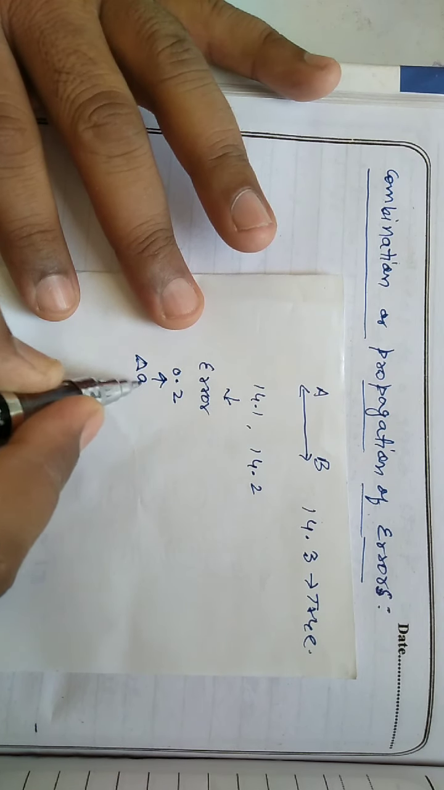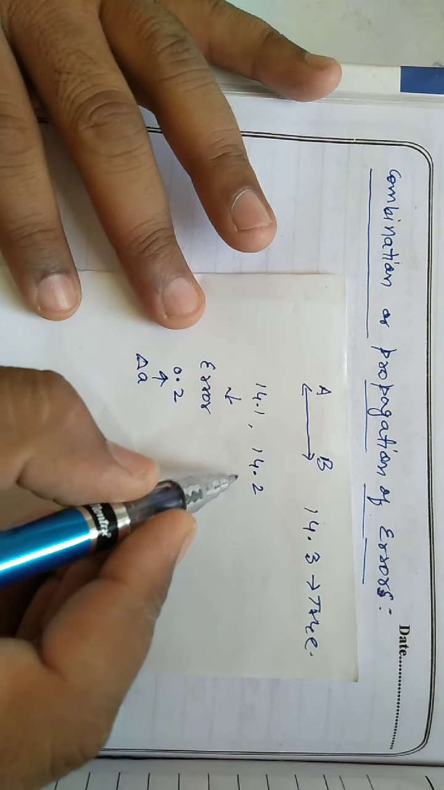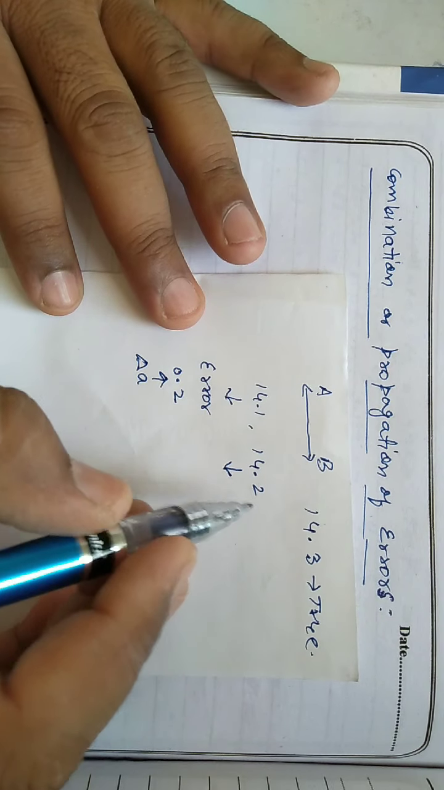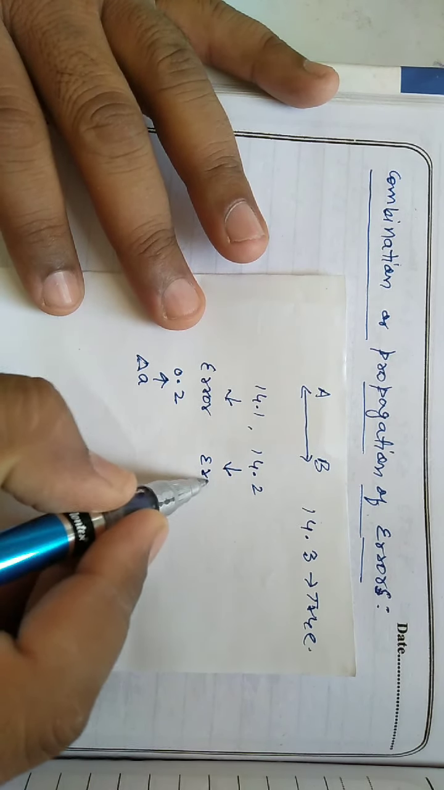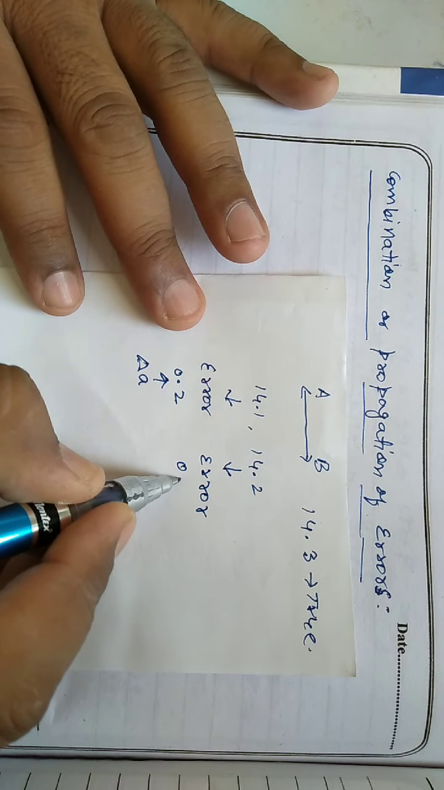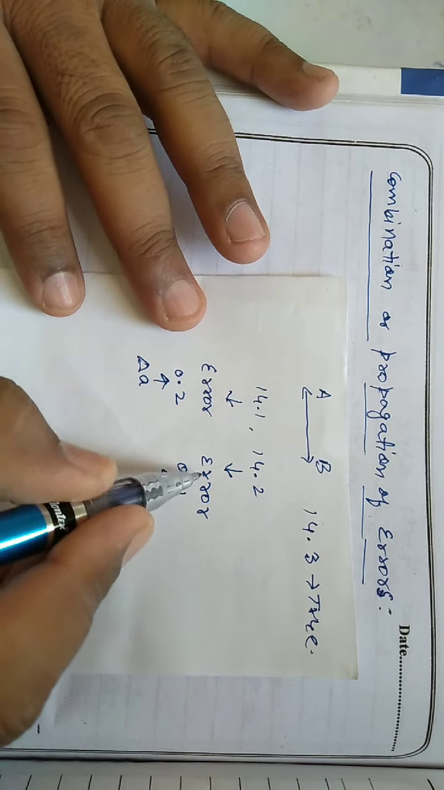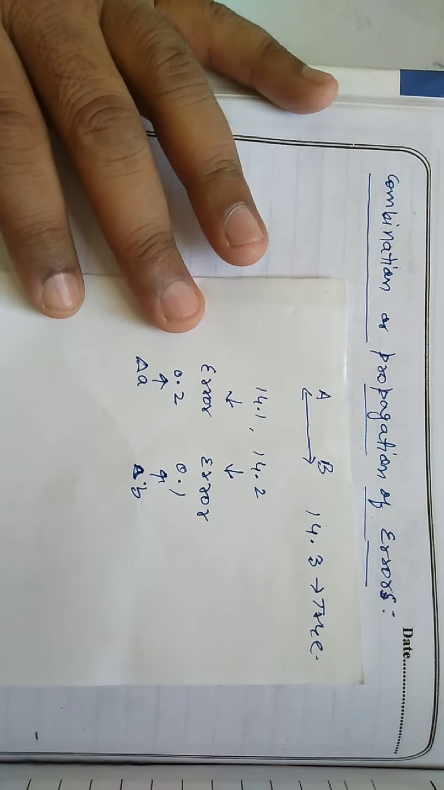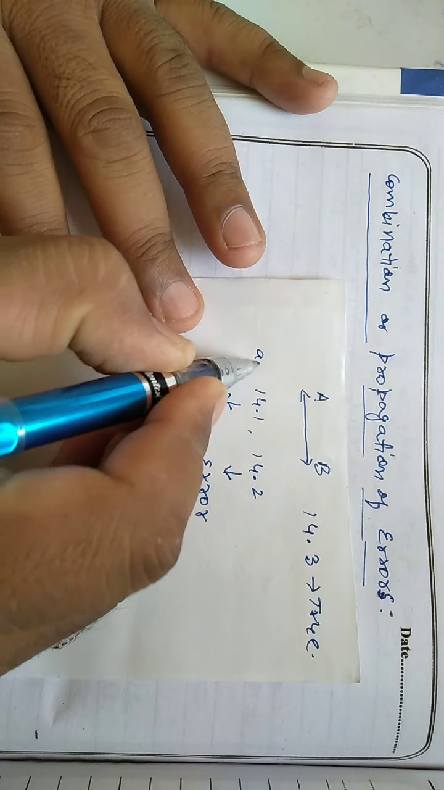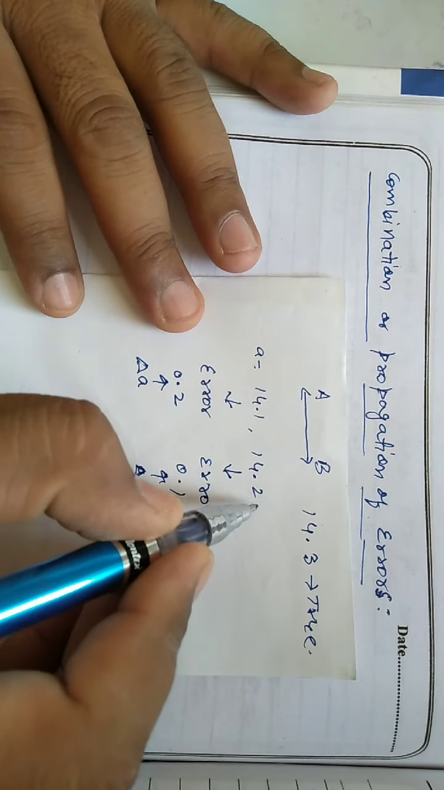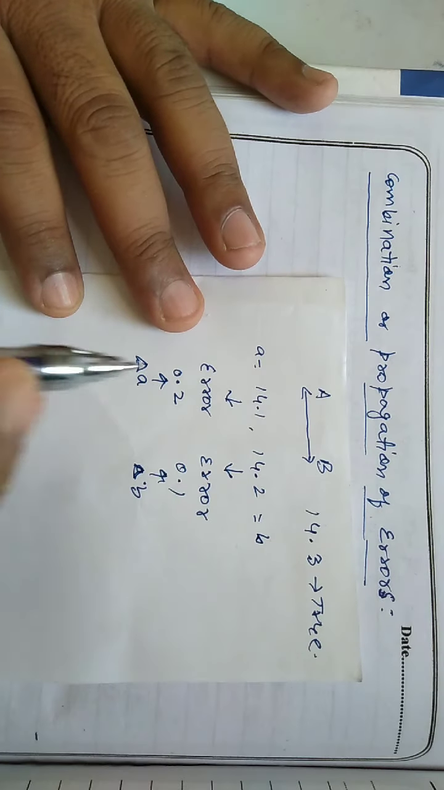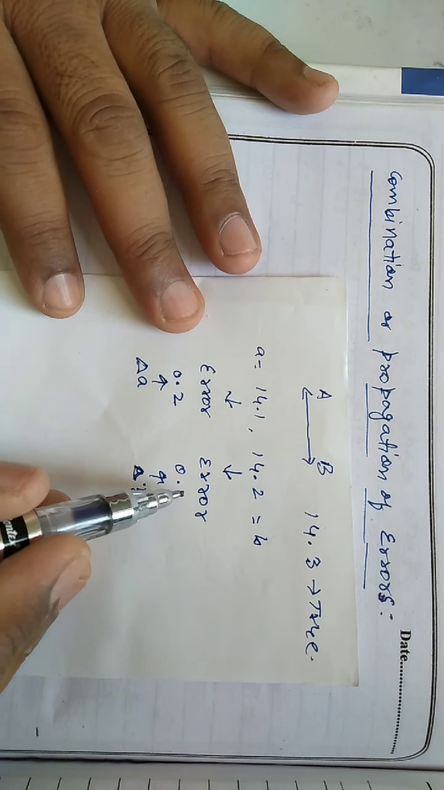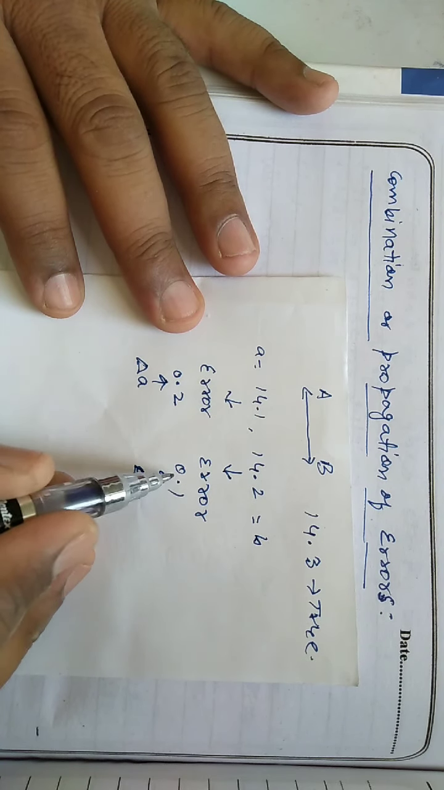So absolute error is 0.2, and the second observation is 14.2, actual value is 14.3. Then there is error in the second observation and the error is 0.1. This is absolute error in the second observation. Now we have two observations. First A 14.1, second this is B 14.2. Absolute error in the first observation is delta A 0.2. Absolute error in the second observation delta B 0.1.